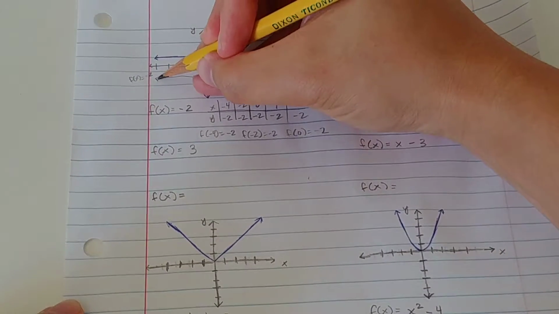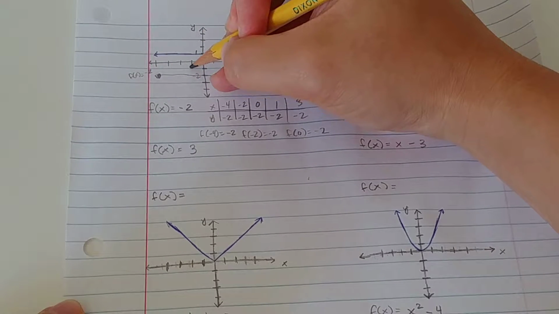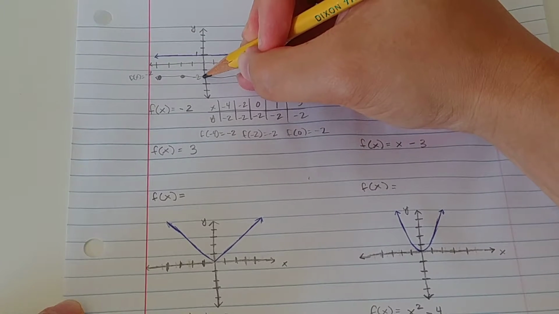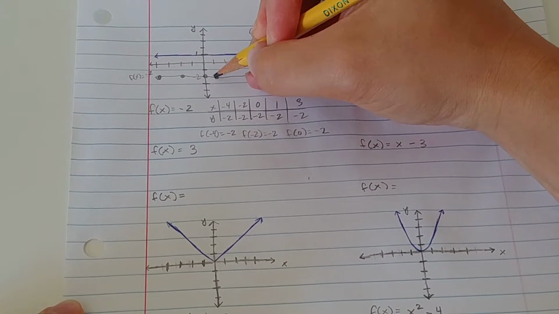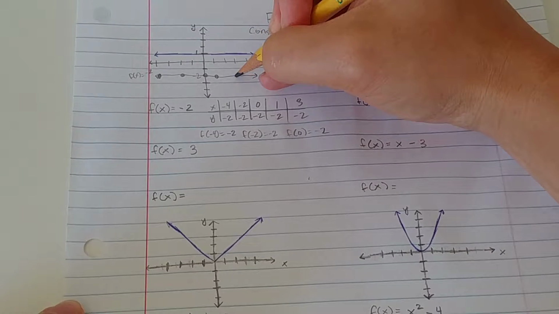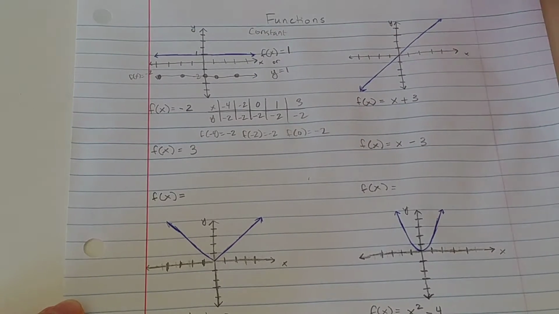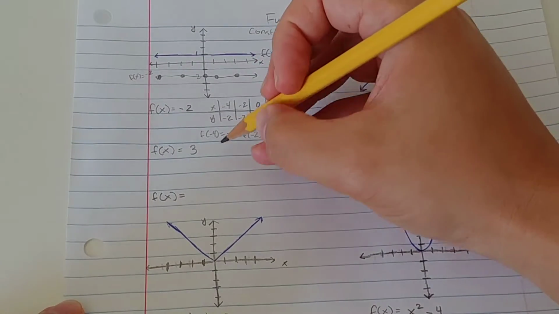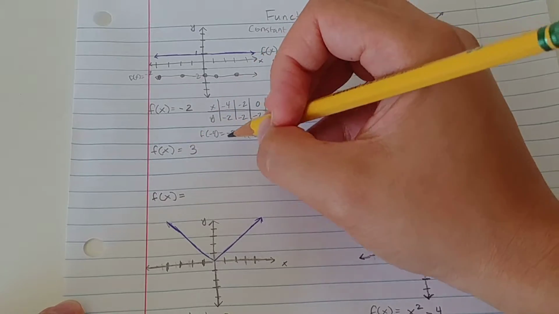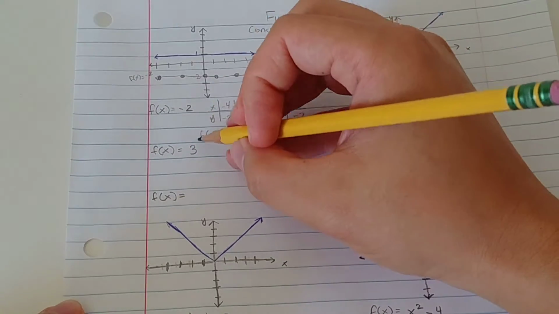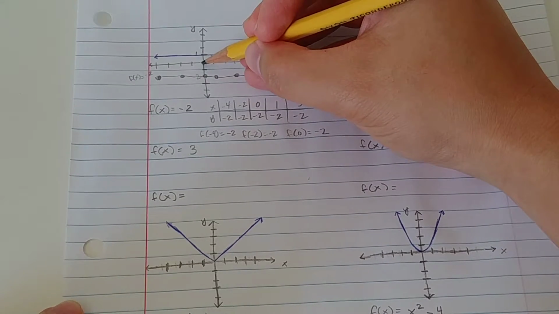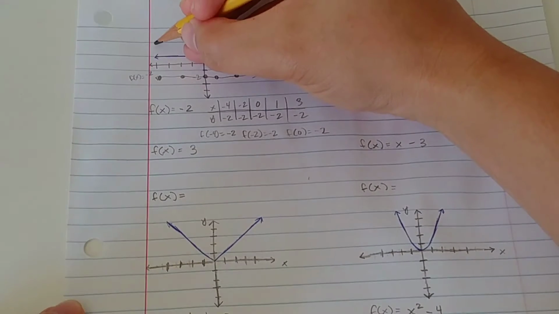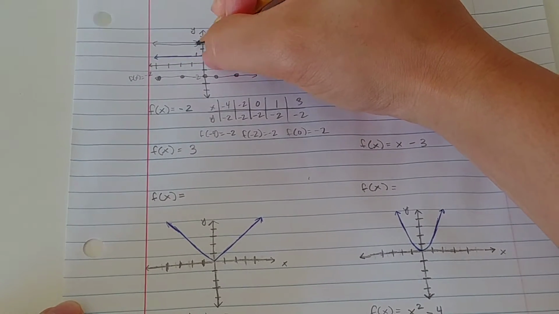It's just going to be negative 2: negative 4 comma negative 2, negative 2 comma negative 2, 0 comma negative 2, 1 comma negative 2, and 3 comma negative 2. So that's how you can graph a function, especially a constant function. Let's do the same thing for f of x equals 3. Just count to 3 on the y-axis, 1, 2, 3, and then draw a horizontal line, and that's it.